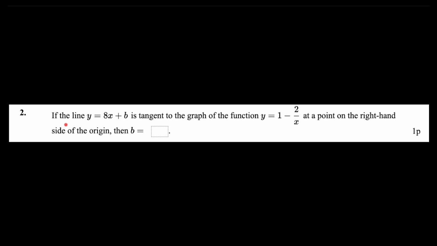The second method does not use the notion of derivative, but I want you to learn that because it facilitates the work a lot. So from among these questions, question number 2 is a good question. Let us read it. If the line y equals 8x plus b is tangent to the graph of this function at a point on the right-hand side of the origin, we will see where this information becomes relevant, then what is b? So this is what is wanted.